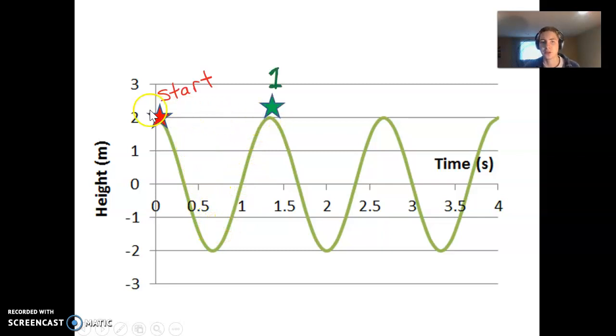1. And so we can count that as one full oscillation, one full cycle, and do the same thing over here for 2, and the same thing over for 3. And so when this question asks us how many oscillations there are, we know that there are 3 total.